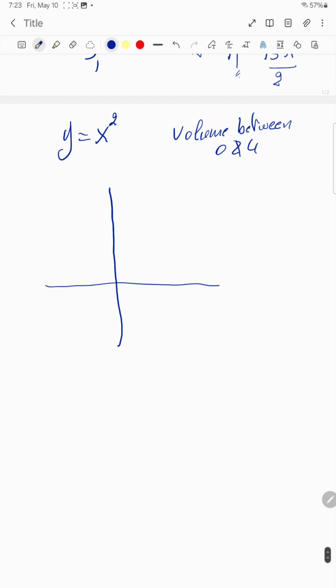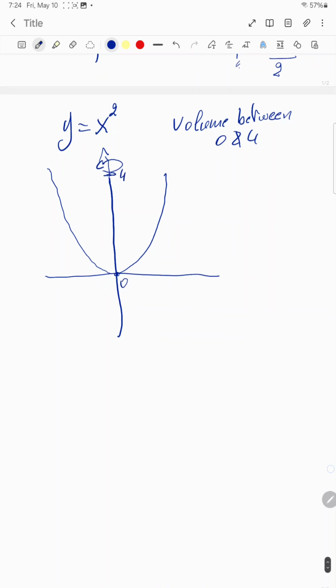So between 0 and 4, I have to draw it like that, so it's not on the other side. And I decide to rotate it under the y-axis. So if I want to rotate it under the y-axis, I have to draw the other side too. And so y equal to 0 now and 4. And let's say this is 4 and this is 0. And I have to draw my cylinder here. So the radius is this. So if it is the x, the radius is x.